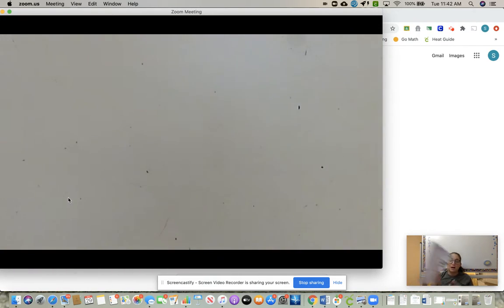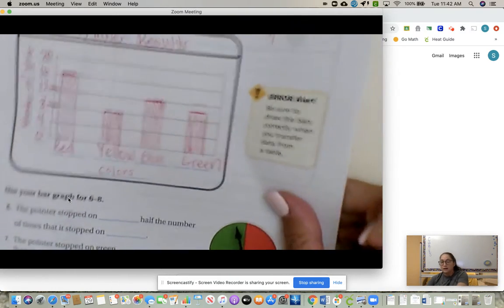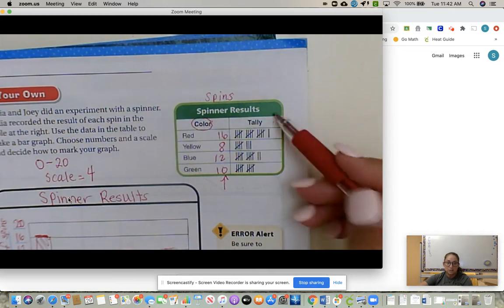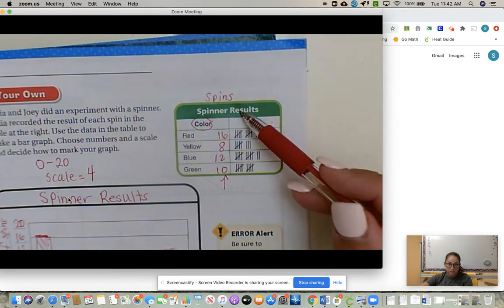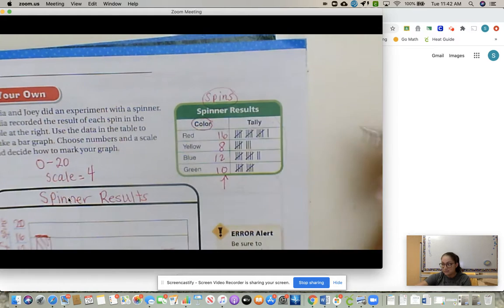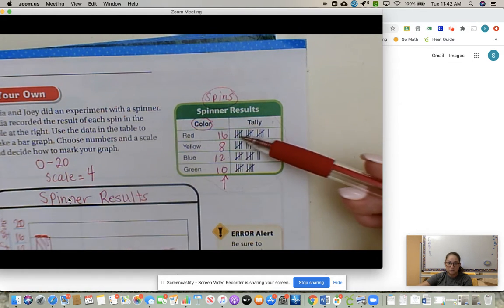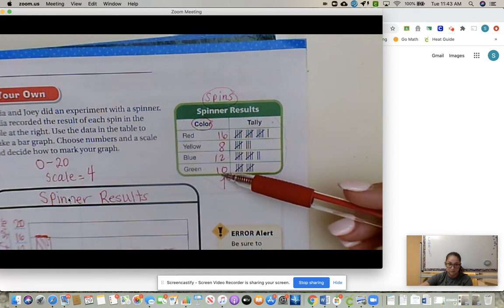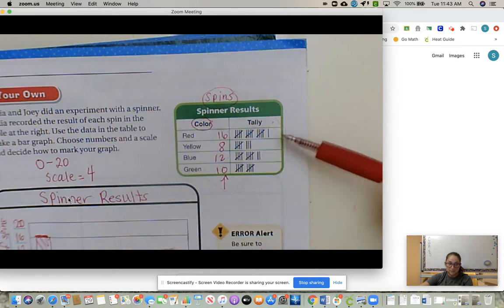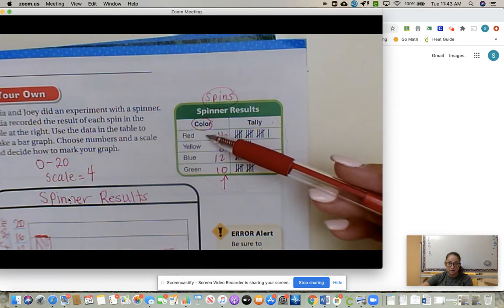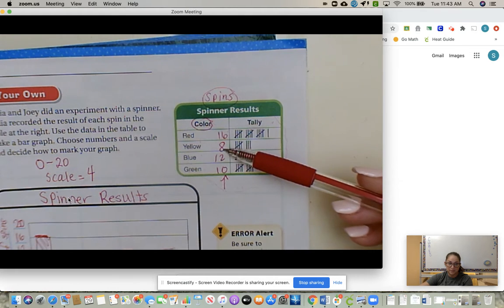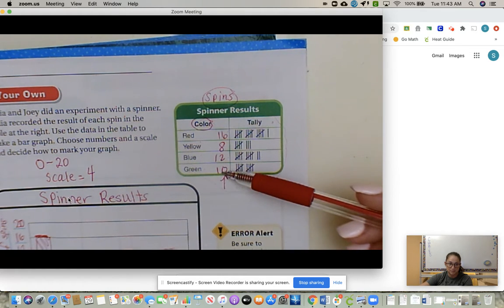All right, if you want to pause and try number 3, I gave students time. You don't need to read the question. I want you to turn your tally chart into the bar graph. So when we have our tally chart, spinner results, we are looking at spins. You want to first turn all your tallies into numbers. So when they spun, it landed on red 16 times, yellow 8 times, blue 12 times, and green 10 times.